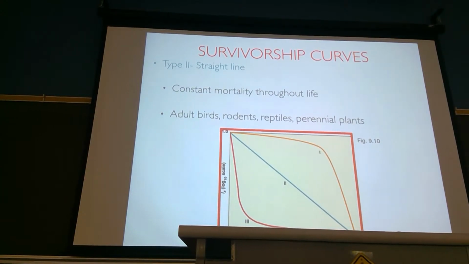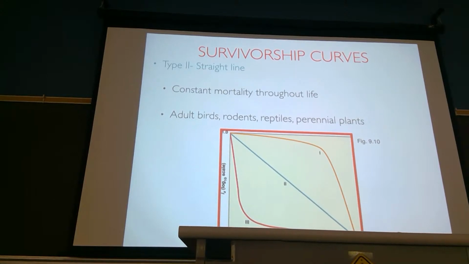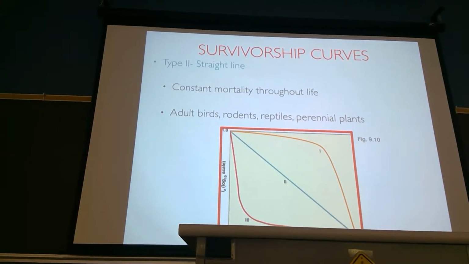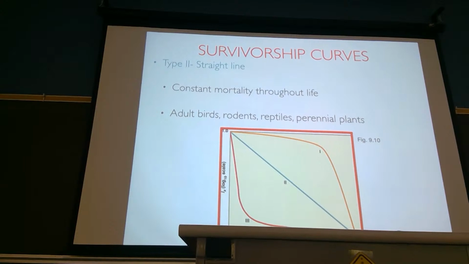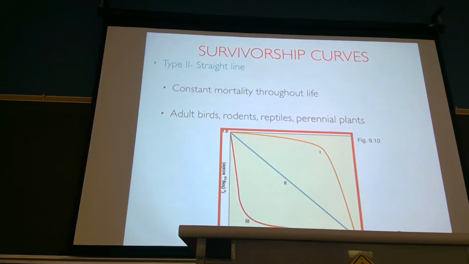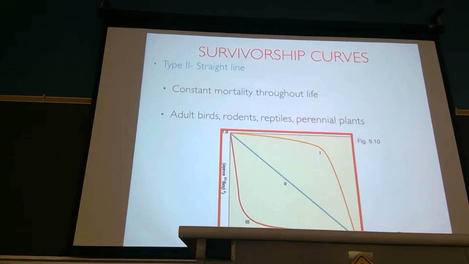Some of them are always picked off by cold. Some of them are always picked off by predators. There's always some low level amount of disease. That's just always kind of picking at them. There's not any one point when they're more susceptible to mortality than other times.